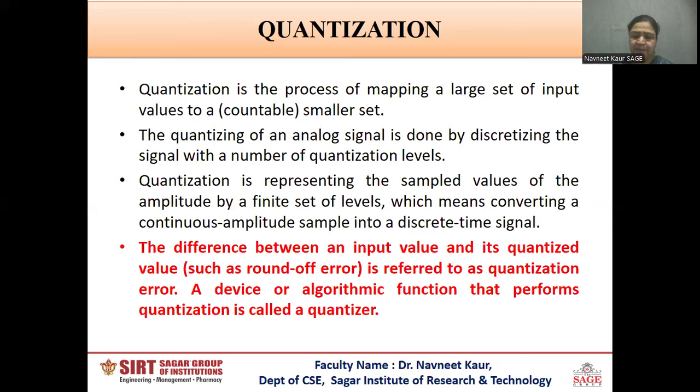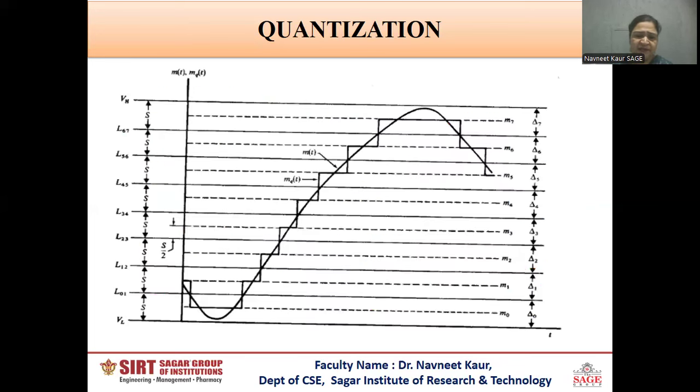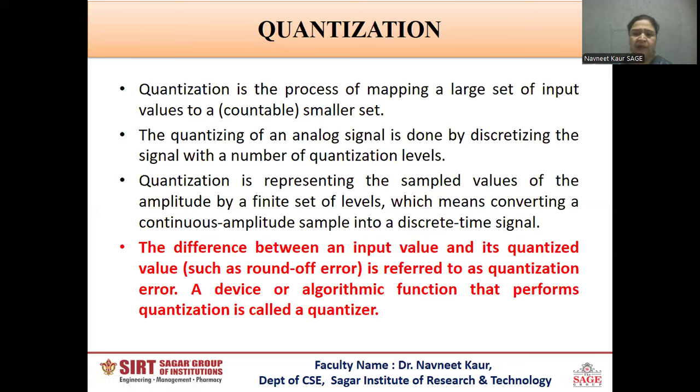Now, here we can see that there is a difference between the original signal and the quantized signal. This difference is known as quantization error. That means the difference between original signal, which is m(t), and quantized signal, which is mq(t), is known as quantization error. So here we can reduce the quantization error by taking more number of the steps. Like we can take 16 steps, we can take 32 steps, and we can reduce the quantization error.